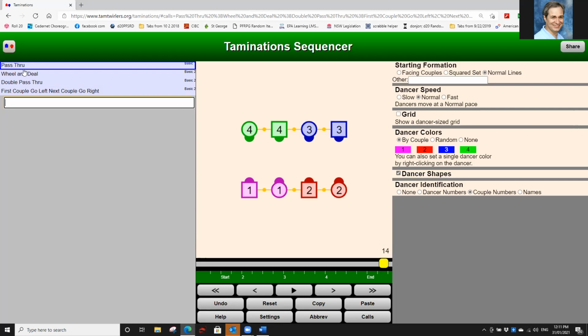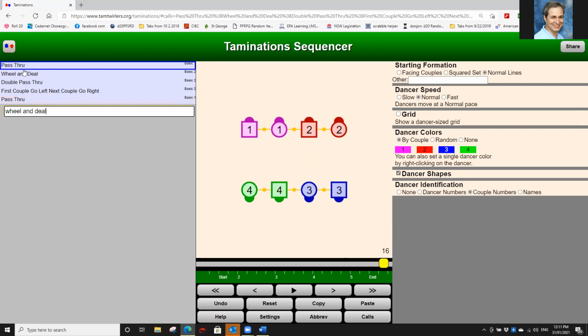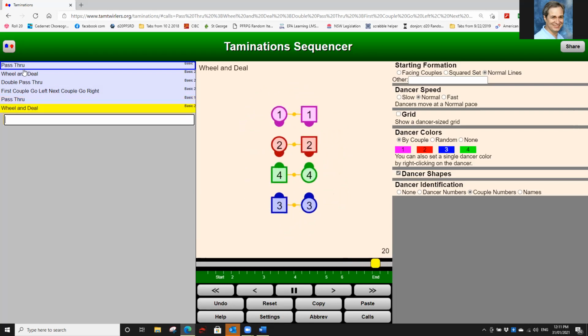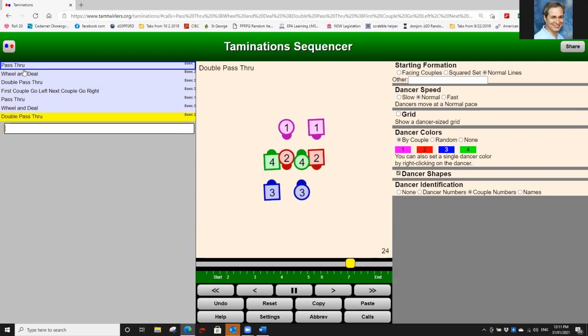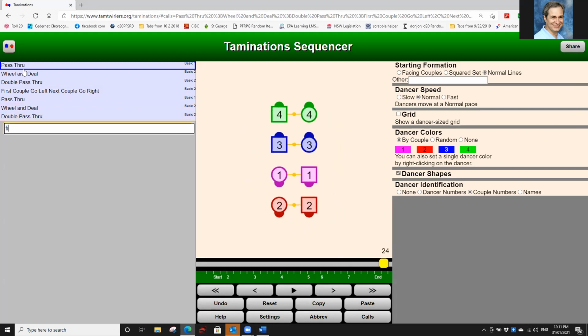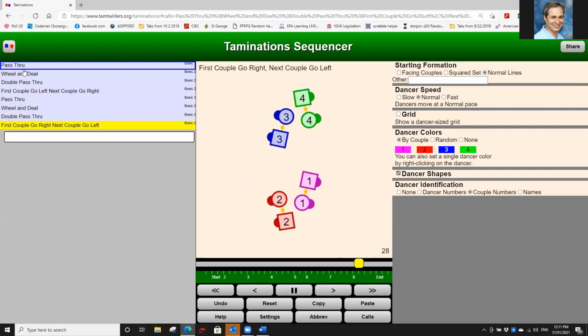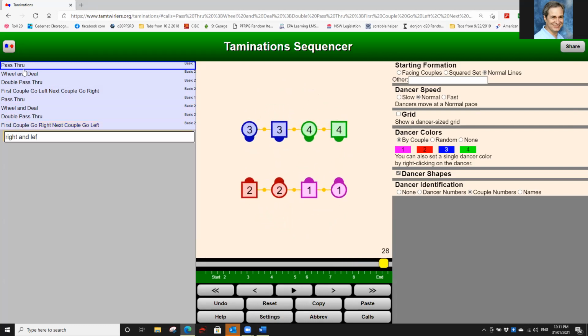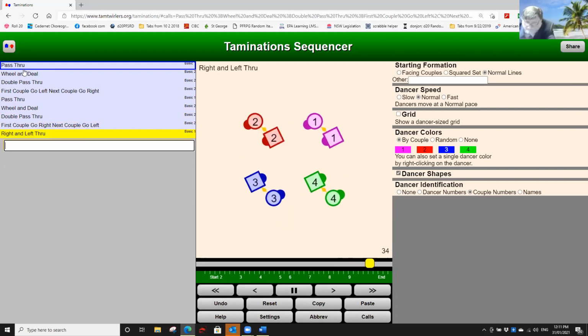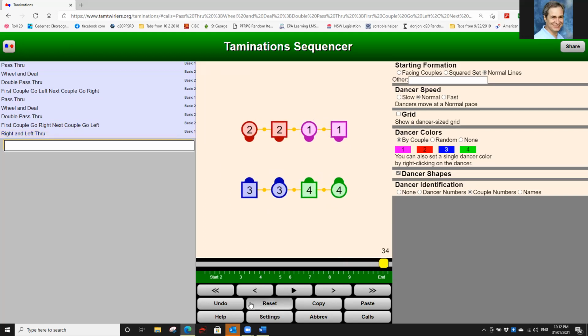But you could do the same setup: pass through, wheel and deal, double pass through. First couple go right. Oops. And we basically changed the sequence. You did a right and a left through at the end of it.